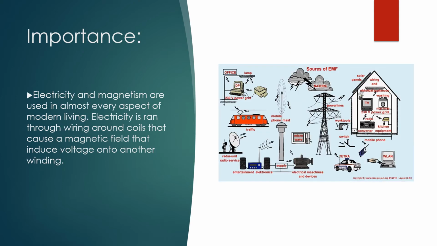So electricity and magnetism are used in almost every aspect of modern living. Electricity is run through wiring around coils that cause a magnetic field that induces voltage onto another winding.